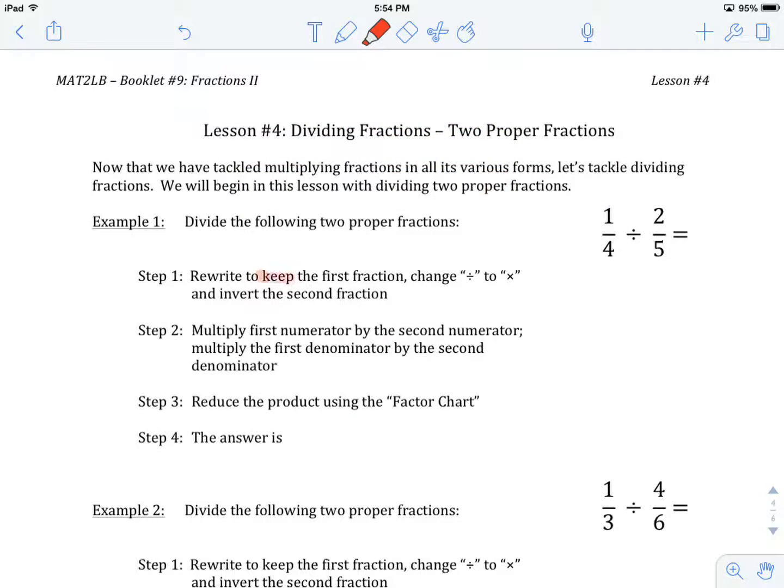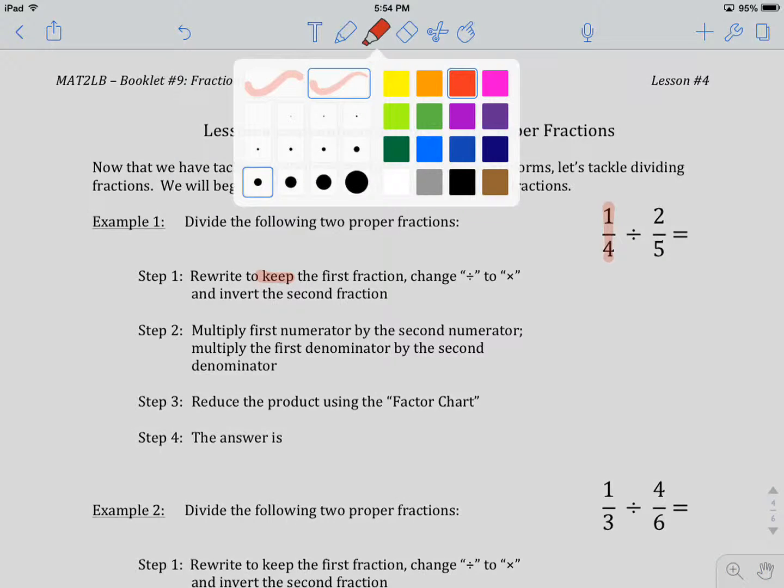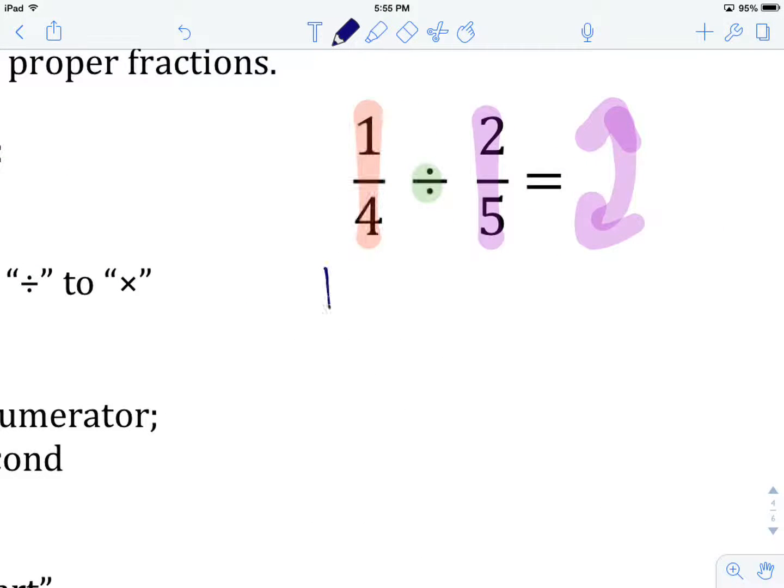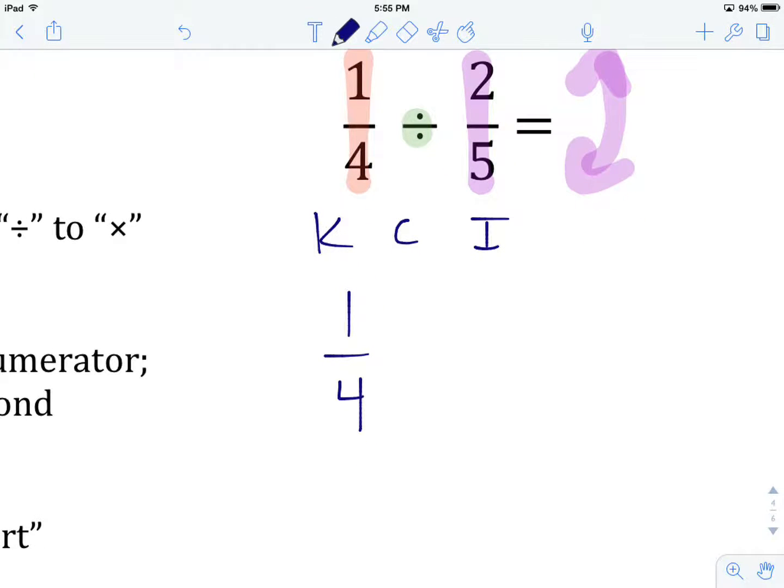We are going to keep the first fraction, and that's going to be our K. So we're going to keep that one. We are going to change the division sign to multiplication, and we are going to invert the second fraction, which means to flip it upside down. So I'm going to write that out real quick. That is KCI, which stands for keep the first fraction, so 1/4. Change division to multiplication, which I'll do now, and invert the second fraction, which is 2/5.